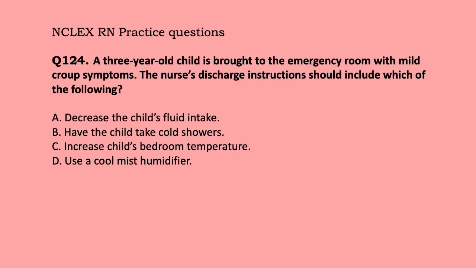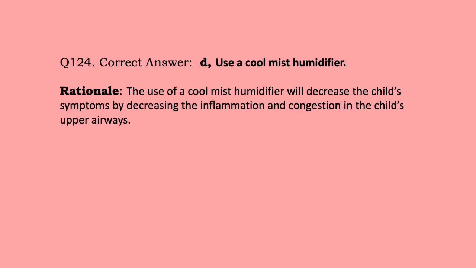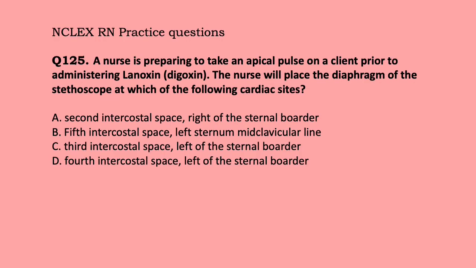NCLEX RN Practice Questions. Question 124. A 3-year-old child is brought to the emergency room with mild croup symptoms. The nurse's discharge instructions should include which of the following? A. Decrease the child's fluid intake. B. Have the child take cold showers. C. Increase child's bedroom temperature. D. Use a cool mist humidifier. Correct answer, D. Use a cool mist humidifier. Rationale. The use of a cool mist humidifier will decrease the child's symptoms by decreasing the inflammation and congestion in the child's upper airways.